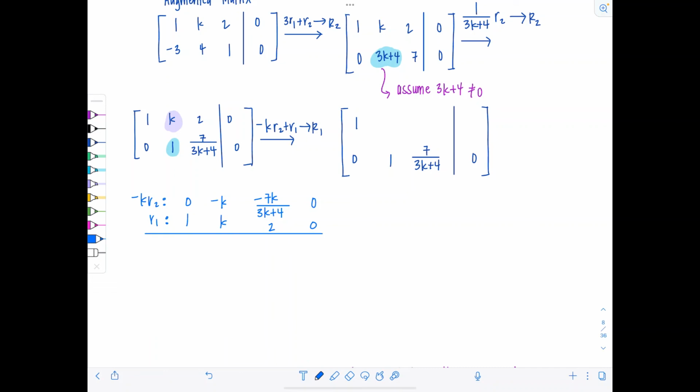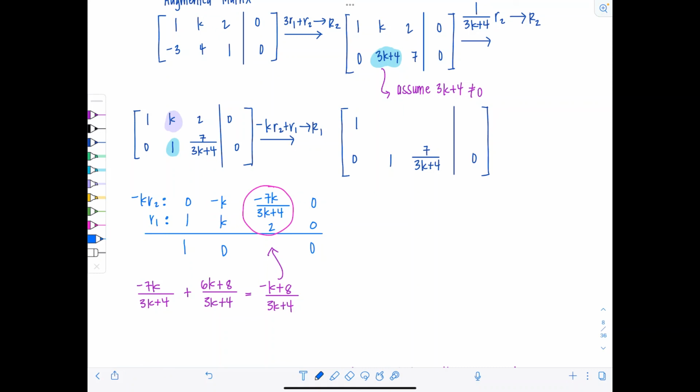All right, let's add these up. So this is 1, 0. Okay, in order to add these two terms, we need a common denominator. So we have negative 7k over 3k plus 4, plus, if I get a common denominator for 2, it would be 6k plus 8 over 3k plus 4, and then now adding these together, negative 7k plus 6k would be negative k plus 8 over 3k plus 4. So that goes right there, and then this is still 0.